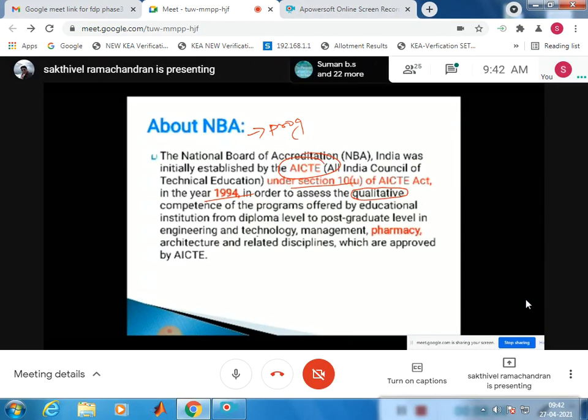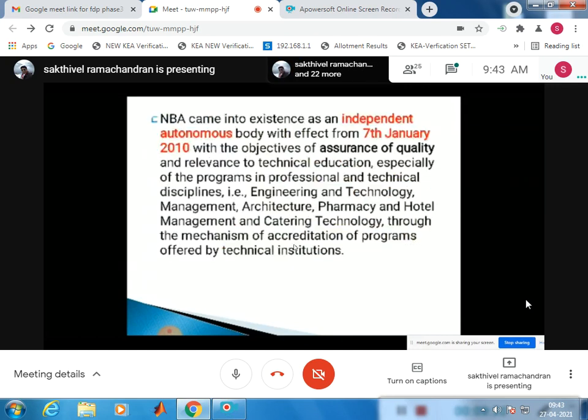This accreditation process starts from the diploma level to the postgraduate level for any program that is being offered by an institution. The institution can be in the area of engineering and technology, management, pharmacy, architecture, and any relevant discipline which has been approved by AICTE. So basically, NBA accredits a program rather than an institution, and its span varies from diploma level to the postgraduate level.